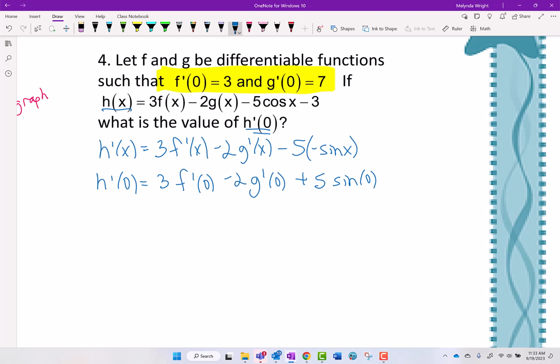All right, so let's see if they gave us the information we need. I hope so. So f prime of 0, do they have that? Yeah, it's right up here. F prime of 0 is 3. Minus 2 times g prime of 0. Did they give that to us? Yep, they have it right here. G prime of 0 is 7. And then using unit circle values, sine of 0 is 0. And so completing our arithmetic at this point, we've got 9 minus, is that 14? So what is that? It's negative 5.